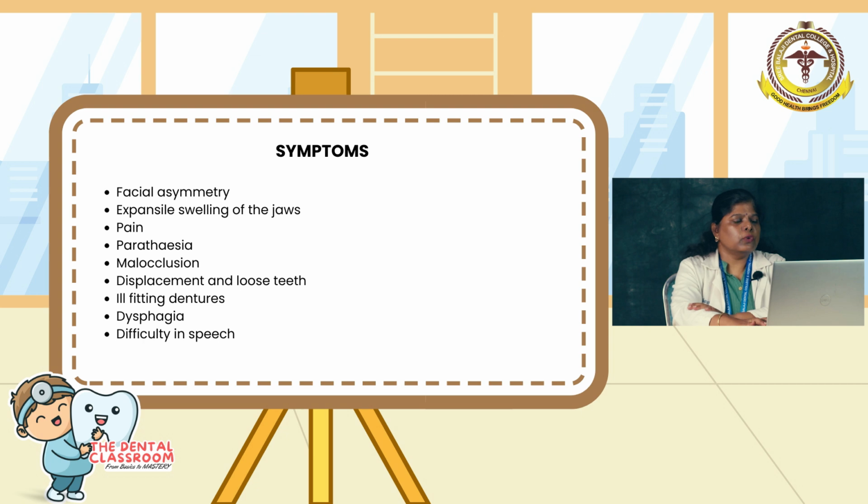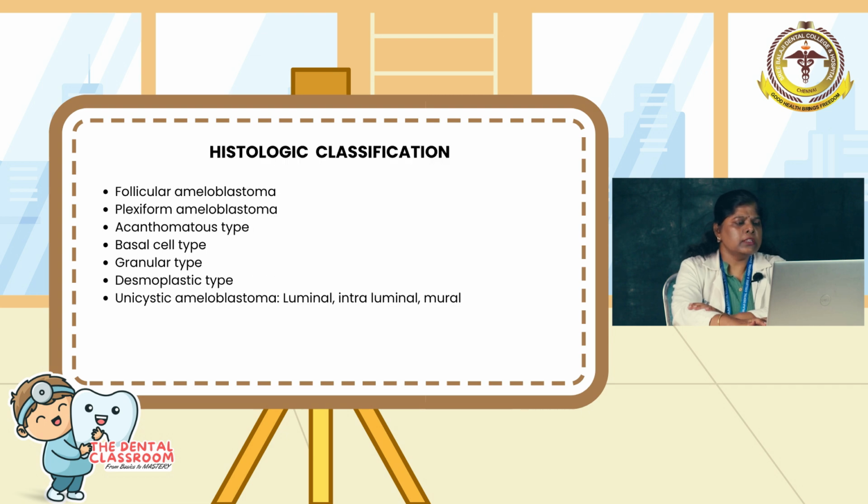The symptoms include facial asymmetry, expansile swelling of the jaws, pain, paresthesia, malocclusion, displacement and loose tooth, ill-fitting dentures, dysphagia and difficulty in speech. Histologically, it is classified into follicular ameloblastoma, plexiform ameloblastoma, acanthomatous type, basal cell type, granular type, desmoplastic type, and unicystic ameloblastoma into luminal, intraluminal and mural types.